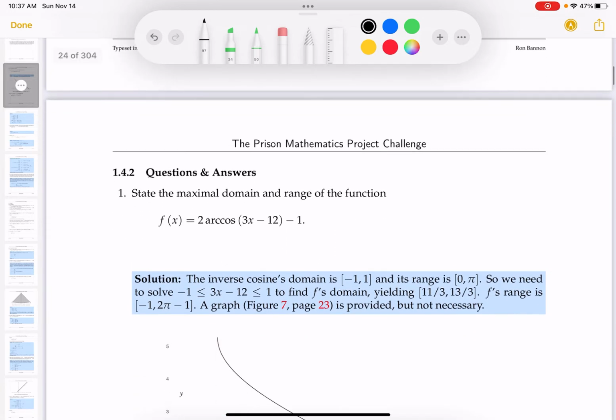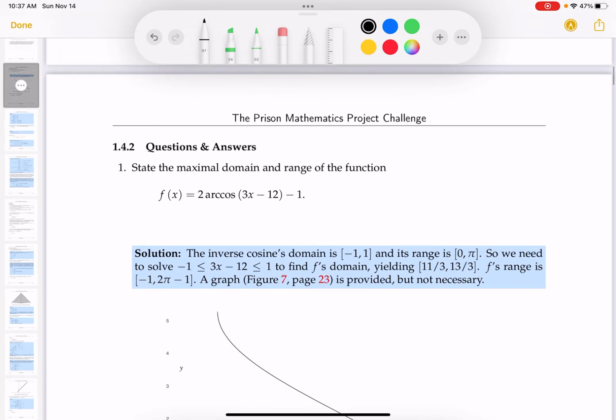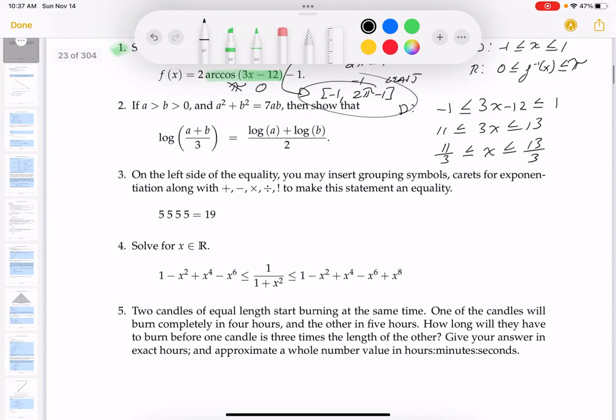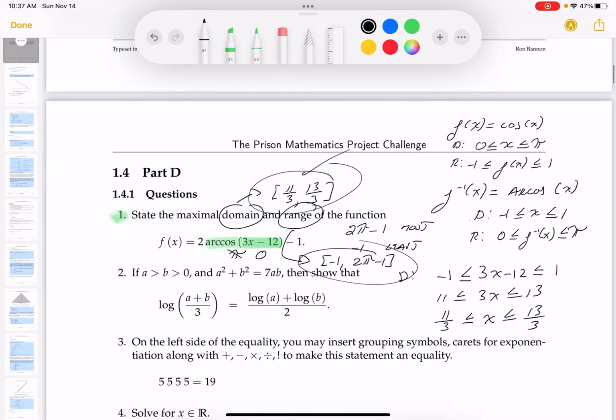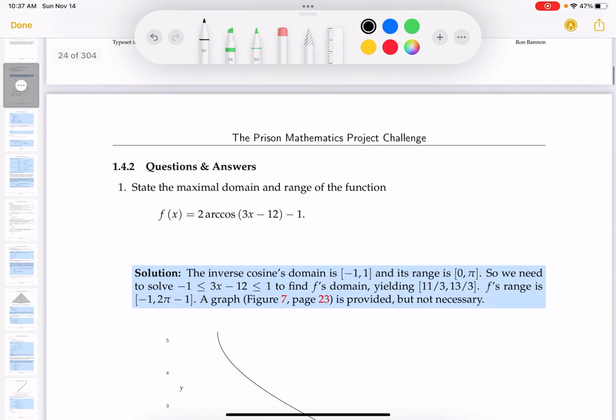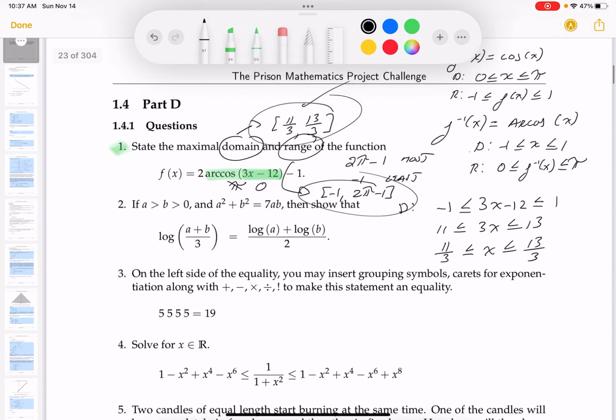Number 1, let's see if we answered the question correctly. It says the domain, 11 thirds to 13 thirds. Let's go back over here. I did pretty good there. And what's the range of it? They said the range between -1 and 2 pi minus 1. And we did good there as well. All right? So I'm going to say number 1, super low-hanging fruit. And I'm glad I did that first because it was really something that I could do very quickly.